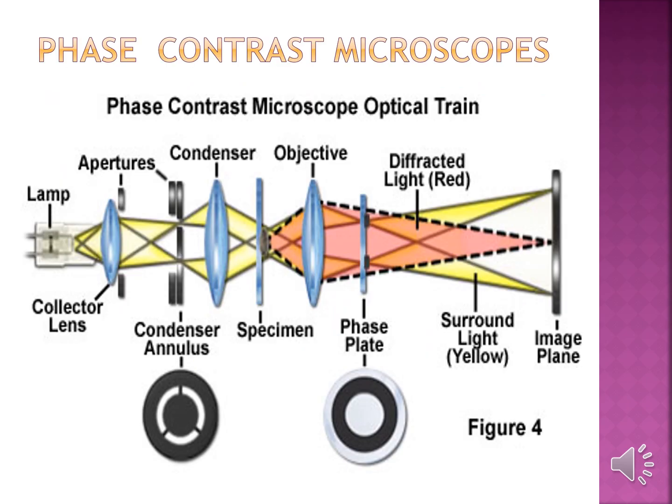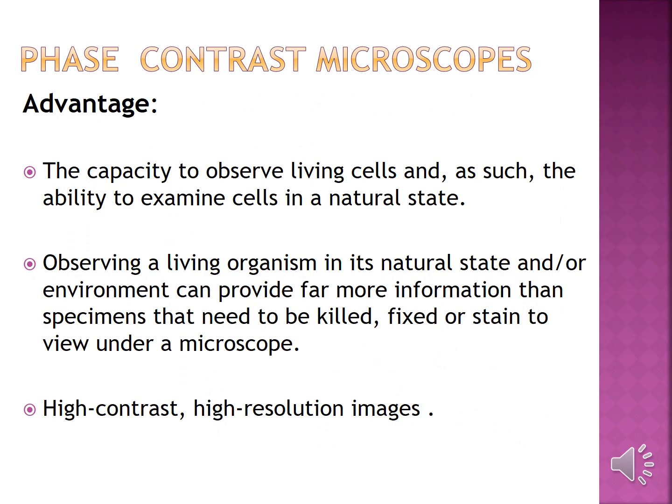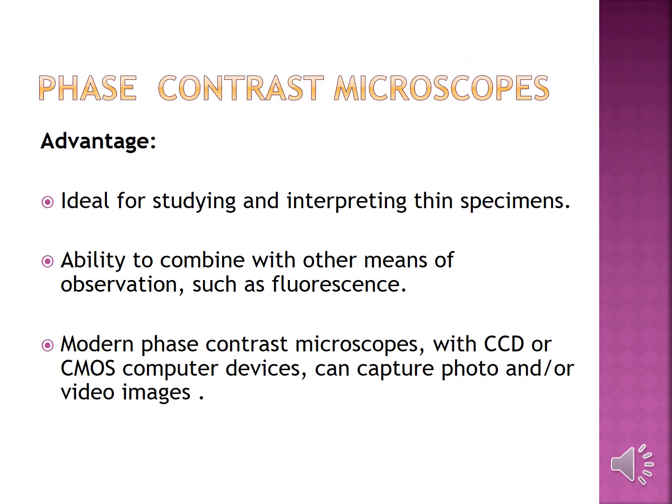So this depicts the working principle of the phase contrast microscope. The advantages are the capacity to observe living cells, such as the ability to examine cells in a natural state. Observing a living organism in its natural state or environmental condition can provide far more information than specimens that are killed, fixed or stained to view under a microscope. High contrast and low resolution images can be ideal for study and interpretation of thin specimens. There is the ability to combine with other means of observation such as fluorescence. Modern phase contrast microscopes with CCD or CMOS computer devices can capture photo or video.